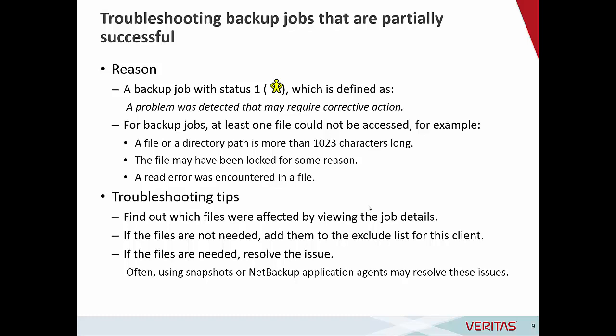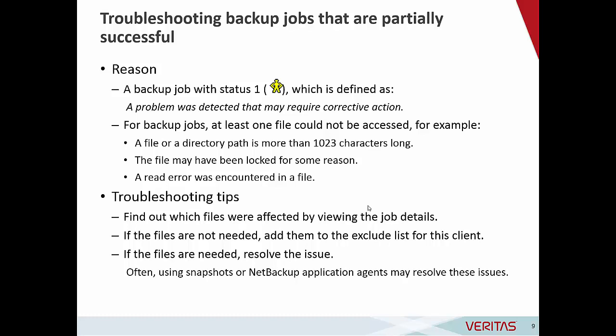In most cases, it's just a few files that NetBackup wasn't able to get at, and that's why I got the status code 1. And some reasons are listed on the slide here. Being locked by the application or by the operating system is far and away the most likely reason why we get this code. But there are other circumstances. Maybe we had a read error on a file. Maybe we had a file with a path that was too long for NetBackup to process. Those are less common, but also possibilities.